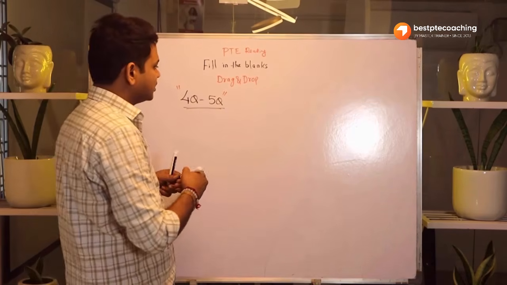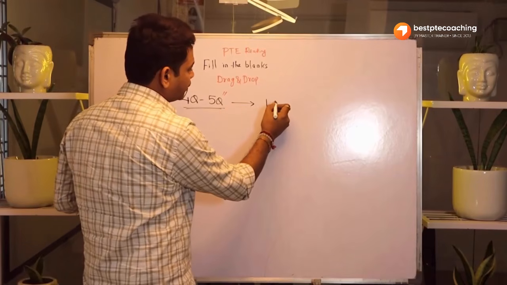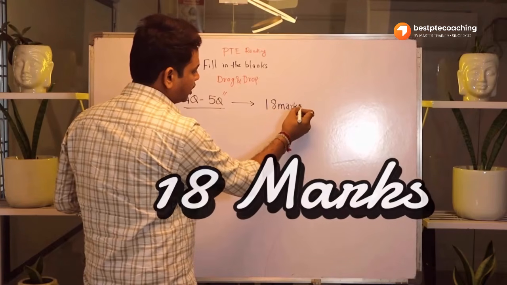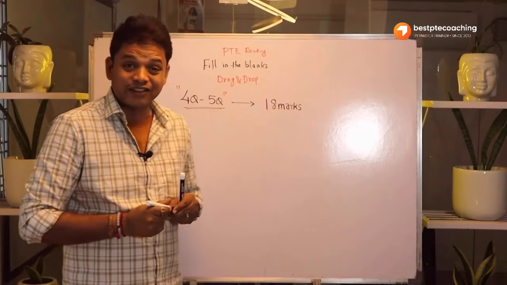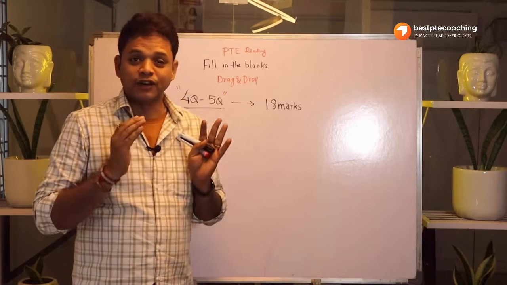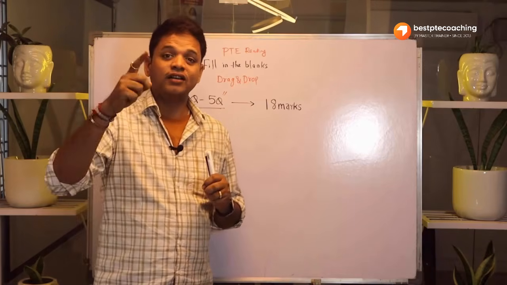And then, what is the score weightage? Now, the official confirmed weightage from PTE is 18 marks from this task. 18 marks. Okay, so this is the weightage of reading, fill in the blanks, drag and drop.